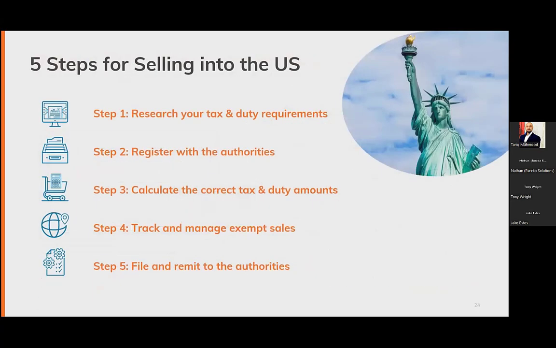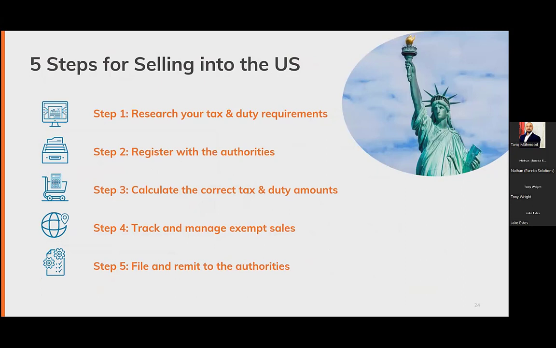So the 5 steps on this slide are all steps Avalara can help you with when selling into the US. Step 1, understanding the nexus laws in the states you are selling into, so what your requirements are for registering and collecting taxes and duties. Step 2 is typically a straightforward process.